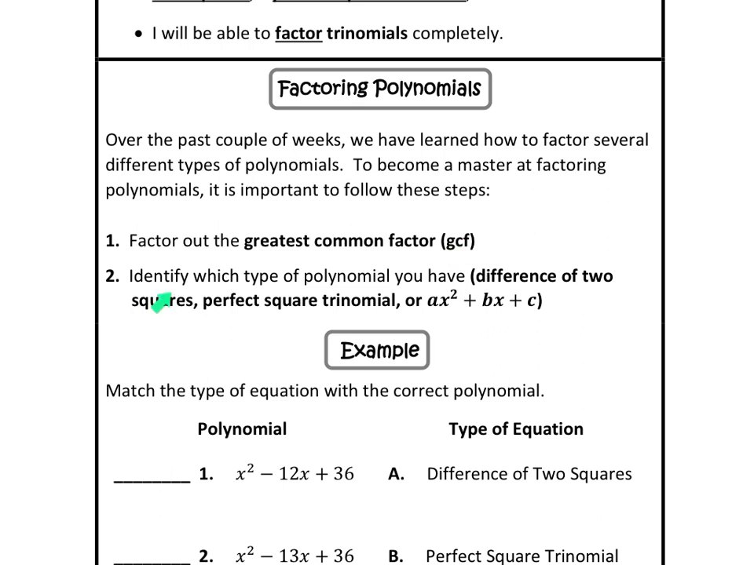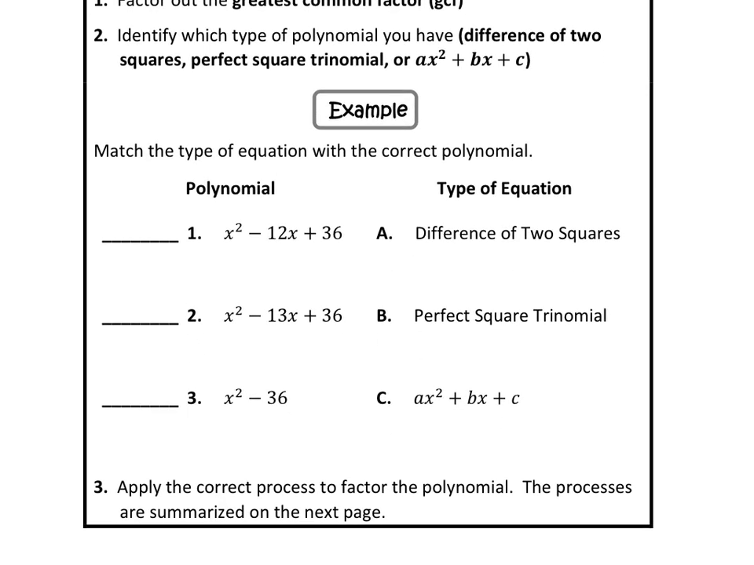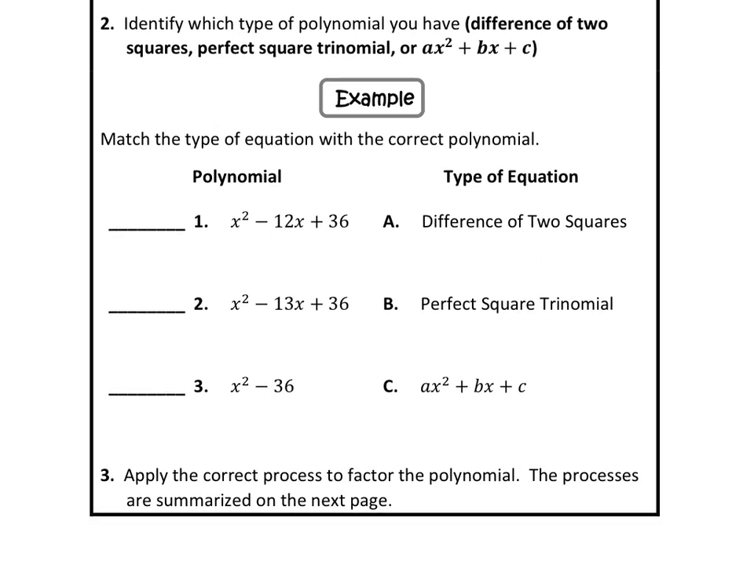The second step is to identify if you have a special situation. Do we have the difference of two squares? Do we have a perfect square trinomial? Or do we have a situation like what we covered in the last notes? Let's look at these three examples and see if we can identify what they are.